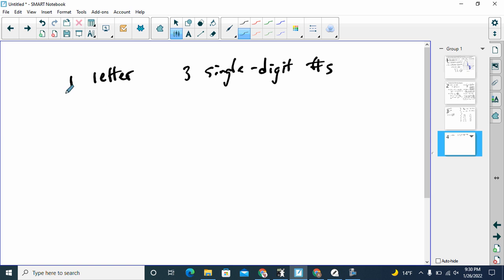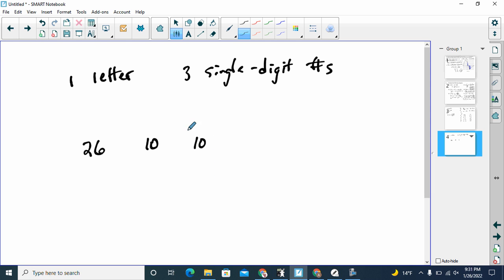So I need a letter, which means there are 26 options for that letter. My first single-digit number has a total of 10 options. You could have 1, 2, 3, 4, 5, 6, 7, 8, 9, or you could have 0. 0 is also a single-digit number. For my second digit, I also have 10 options.